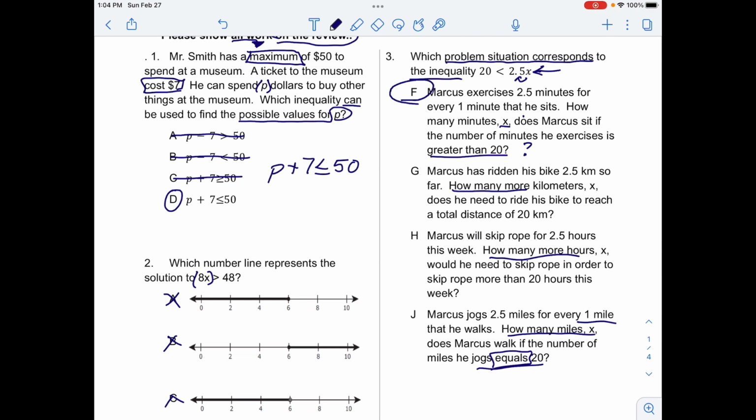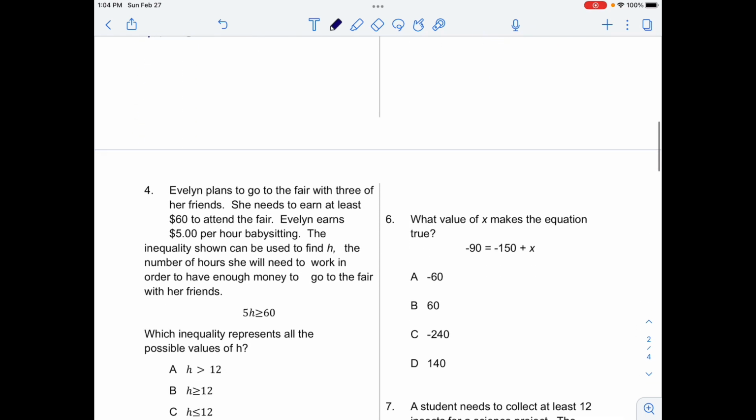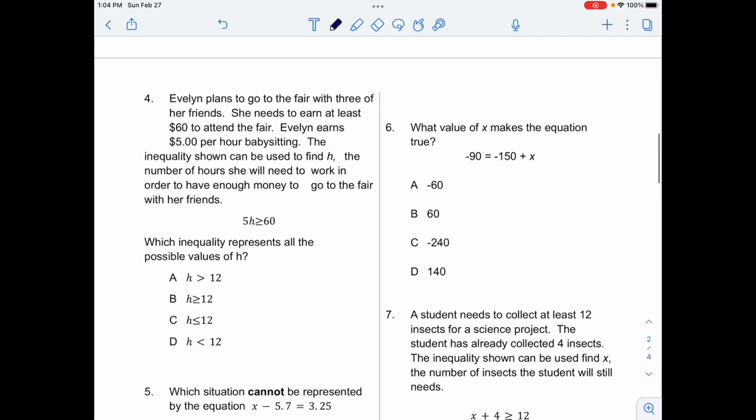Good job, Rams. So remember, it's going to be greater than 20. So when I multiply these two numbers, this number needs to be more than 20. So 20 is going to be less than my answer over here. Good job.